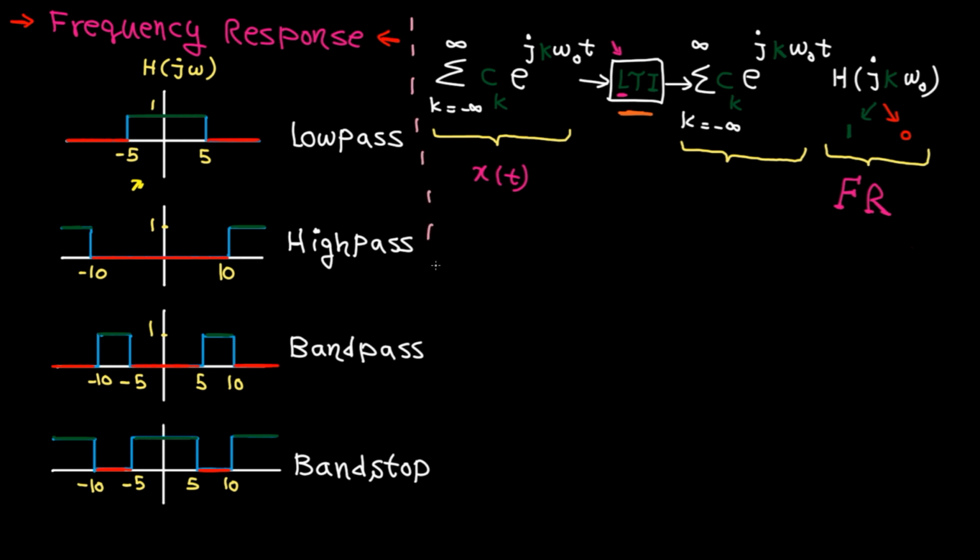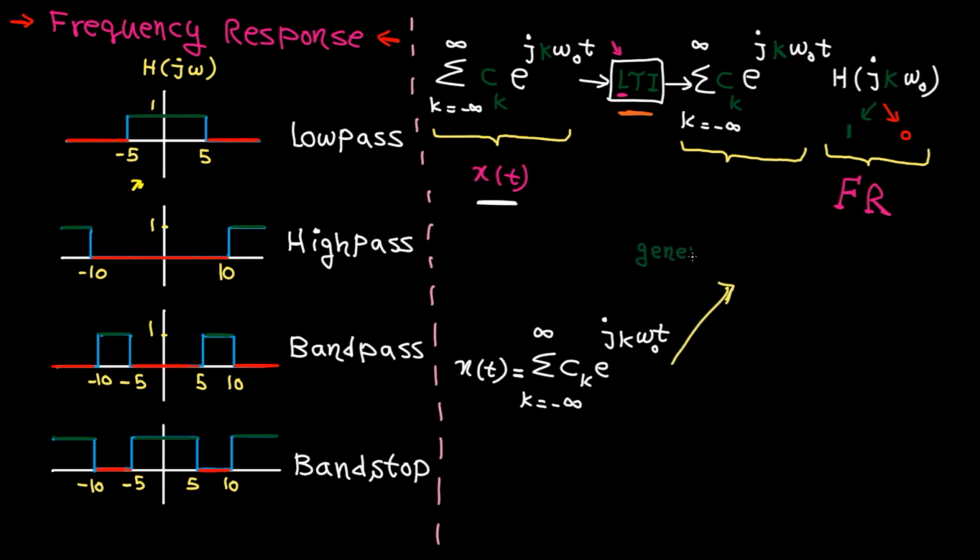The first step to do filtering in the frequency domain is to represent a periodic signal in this form. As I explained in the previous tutorial, you can think of different frequencies k omega naught as different colors, and ck are the weights for each color. In general, to find ck or the weights, we need to find this integral.